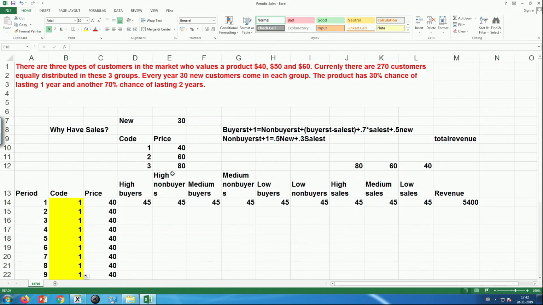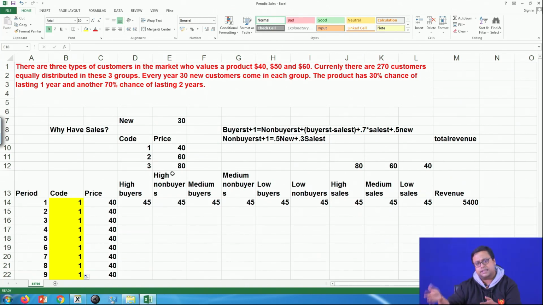Now every year 30 new customers come in each of these groups, and the product has a 30% chance of lasting for 1 year. That means if you have bought in this year, you will have a 30% probability that you will buy in the next year again, and it has a 70% chance of lasting 2 years. That means you have a 70% chance that you will not buy in the next year, but you will buy in the next to next year.